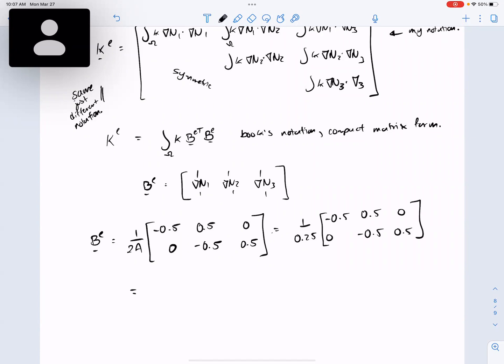So this one is, I guess, -2, 0, 2, -2, 0, 2. Hopefully I'm not making mistakes along the way. All right, so this is the B matrix. Again, this is nothing but the gradient of shape function 1. This is the gradient of shape function 2, and this is the gradient of shape function 3.